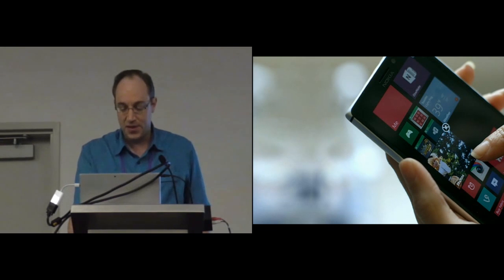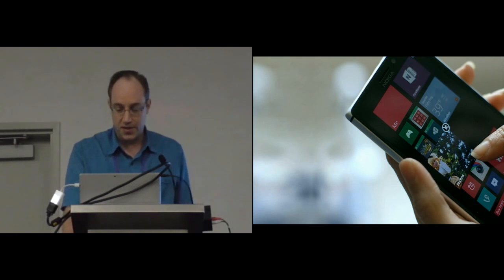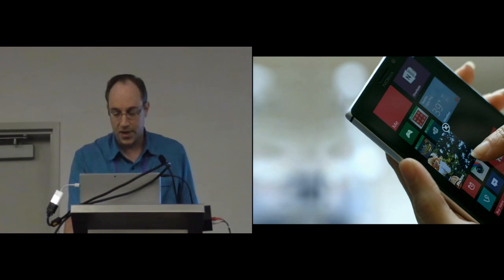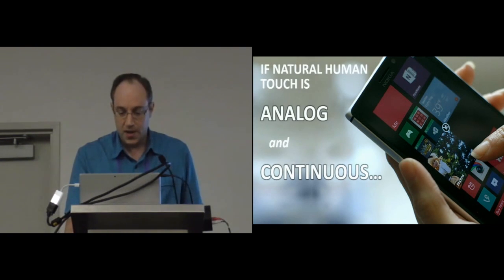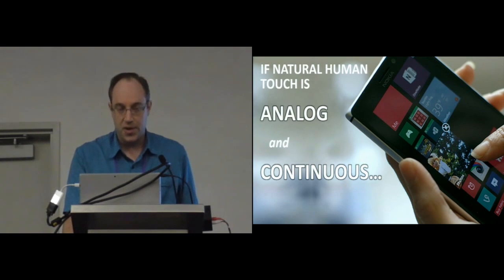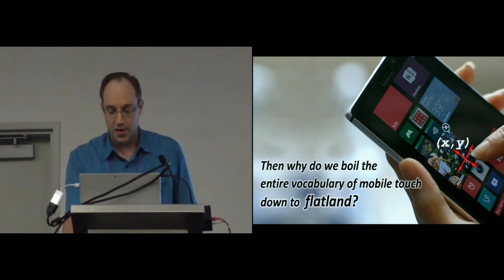But often these sorts of scenes pass us by, and we never really stop and look at what's going on. So how do people really use their hands in these kinds of situations? If we look closer, there's all kinds of behaviors and little things hiding in plain sight. That also calls into question what it is that we really mean when we say that someone's touching a device. And in particular, if we step back so that we can appreciate how natural human grasping behaviors are analog and continuous, then why is it that we boil down the entire vocabulary of mobile touch interaction to this flatland of an XY coordinate on a screen?